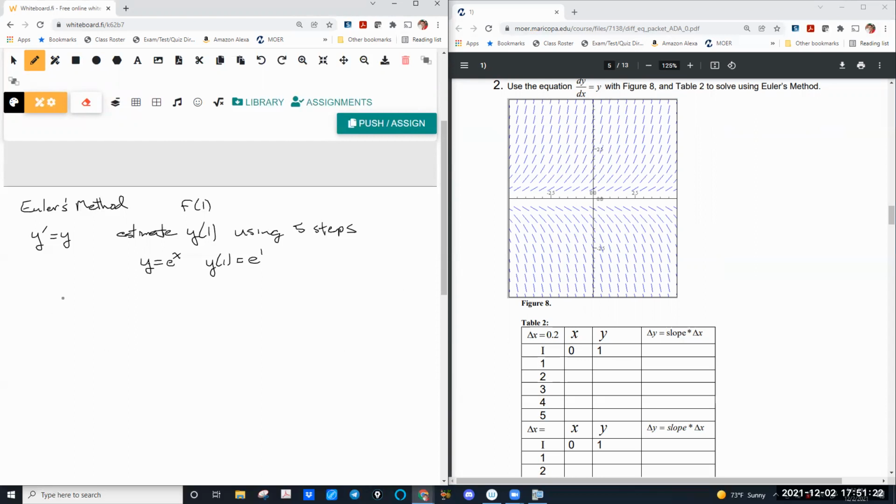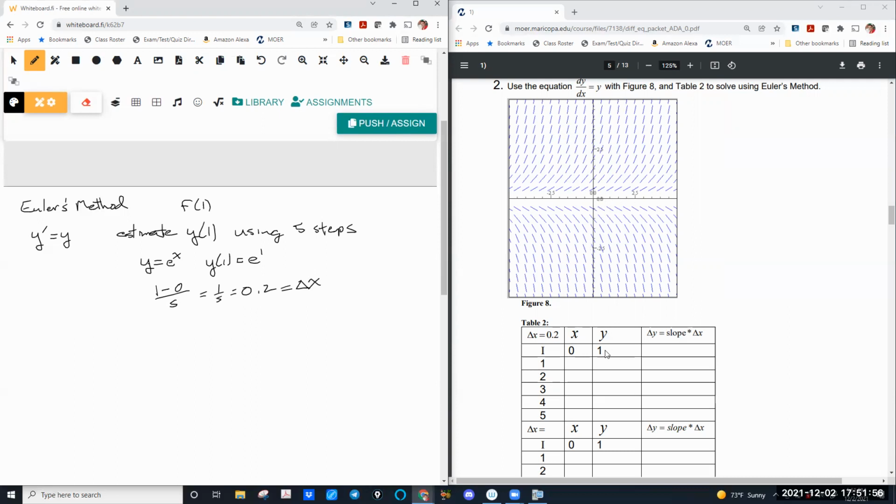And so what we do is we first calculate delta x. We look at how far we're going in x. We're going from 0 to 1. So we do 1 minus 0, starting x, ending x, over the number of steps, equals 1/5 or 0.2. That is our delta x. Okay, so that is going to be our change in x for this problem. So we can fill in the x column now. We know the x values.